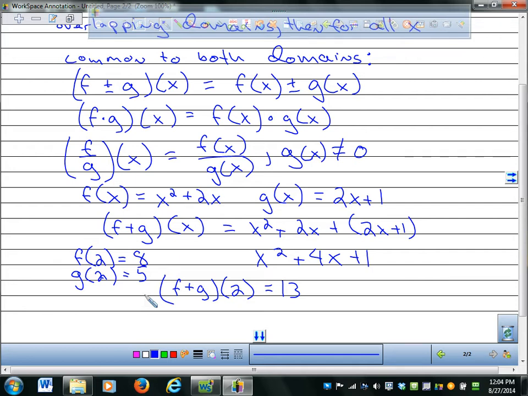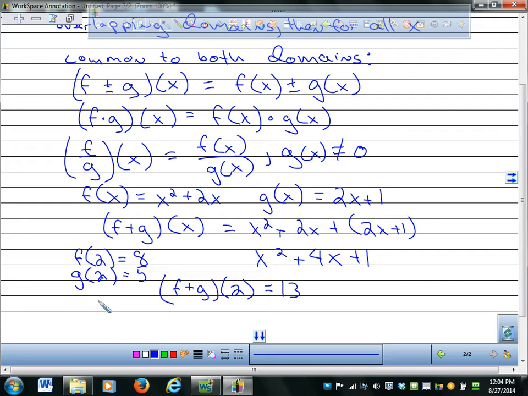And it works the same way for addition or subtraction, and it works the same way for multiplication. Let's just do an example with multiplication. And I do have one for division. Now, in this case, that thing about common to both domains doesn't matter, right? Because what numbers can I plug into here? Any numbers. Can I plug in any numbers in here? Yes. So that issue of domain doesn't really matter there.